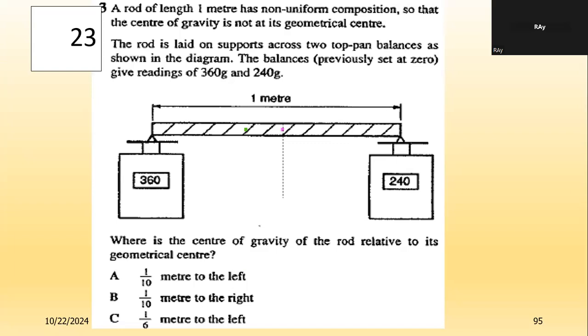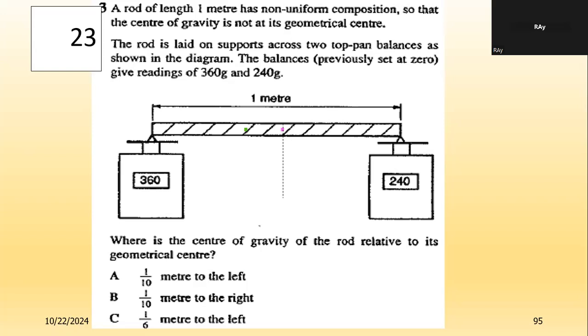This one is measuring, that's your 1 meter rod, non-uniform. So the center of gravity is not at the geometrical center. It's not at the center there. The rod is laid on the support. That's the support. Across two top balances, as shown in the diagram. The balance, previously set at 0, gives a reading. So basically it measures mass. From there you can calculate the weight.